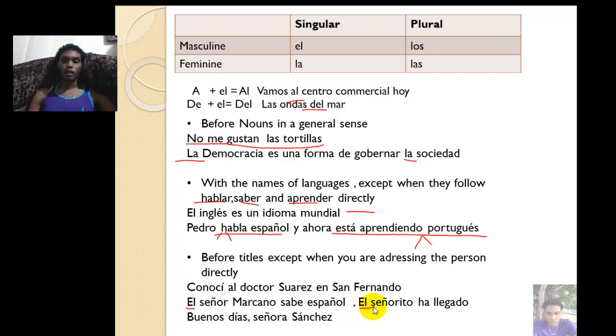Okay, now el señorito, just a little note, this is equivalent to la señorita. This just means a young man, a young gentleman, so to speak, that is unmarried. Okay. Buenos días, señora Sánchez. So here we don't put the article. Okay.